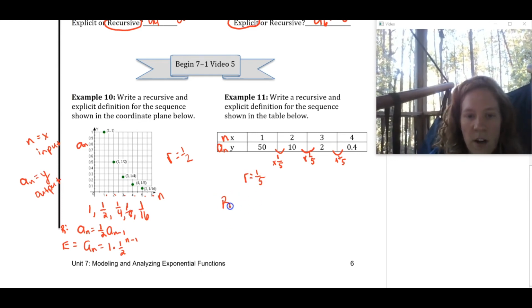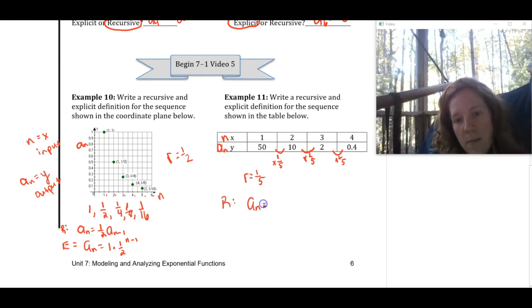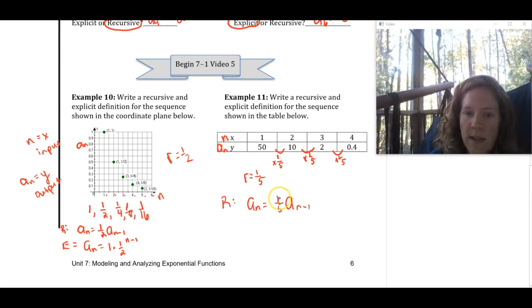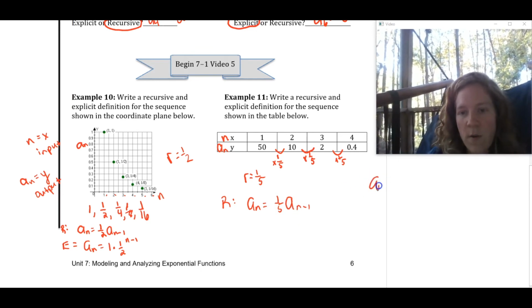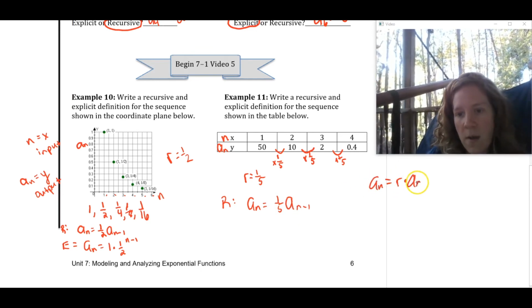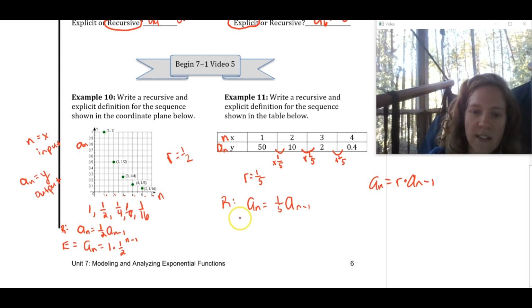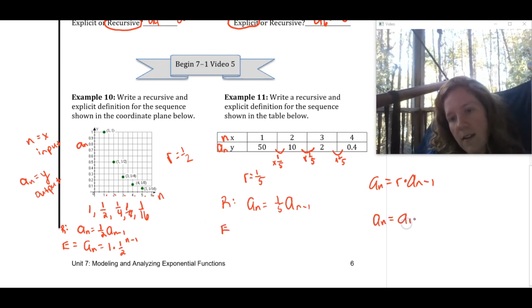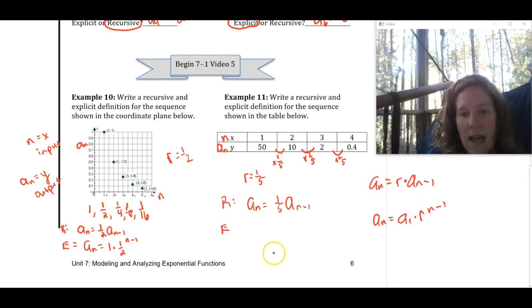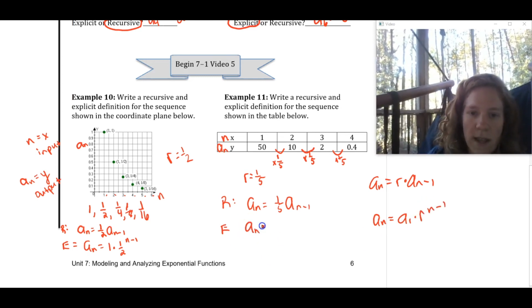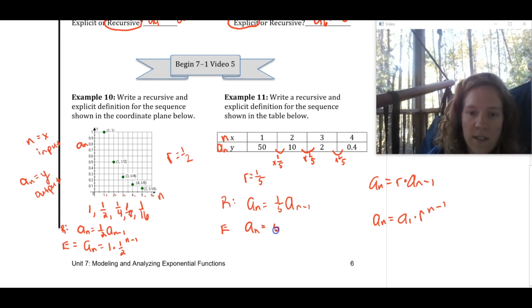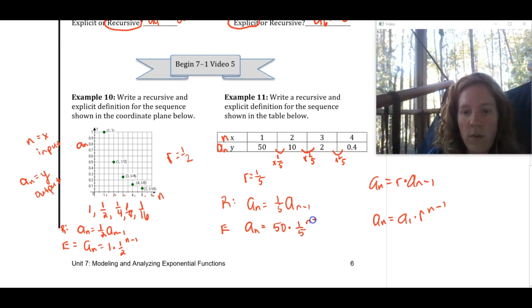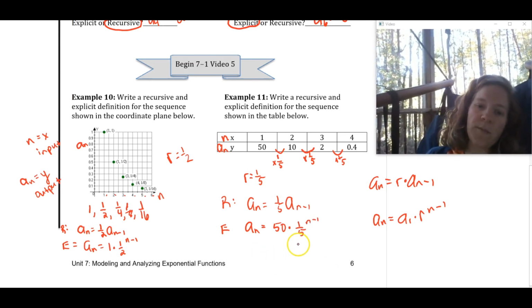So my recursive definition is going to be a sub n equals 1/5 times a sub n minus 1. All I'm doing is plugging in that r for my common ratio, and everything else is staying the same. The explicit, remember, is a tiny bit more complicated, but also more useful. I need that first term, so a sub n equals my first term on this one, 50, times the common ratio 1/5 raised to the n minus 1 power.